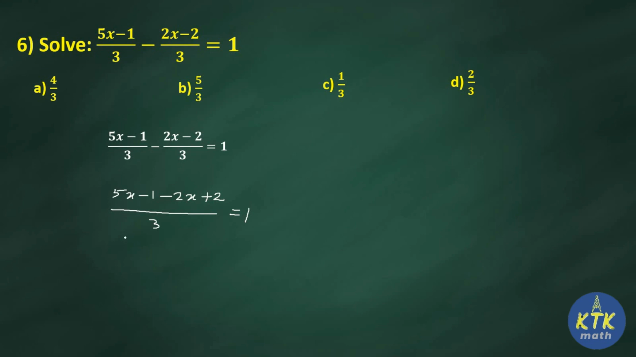Now this is denominator 3, divide will move to multiply when it moves to the right side. At the same time, I am going to solve the numerators also. So 5x, 2x, like terms, x terms alone. What is 5x minus 2x? 3x. And then minus 1 plus 2. Okay, just try to understand. 5x minus 2x is 3x, minus 1 plus 2, that is nothing but 2 minus 1, which is 1, is equal to 3.